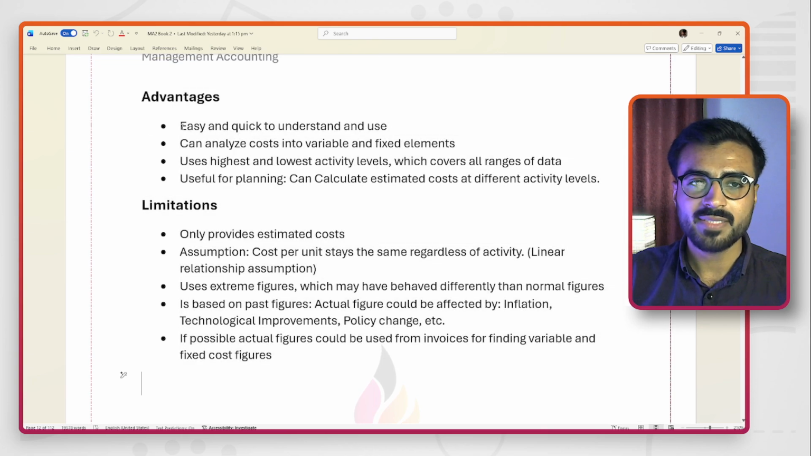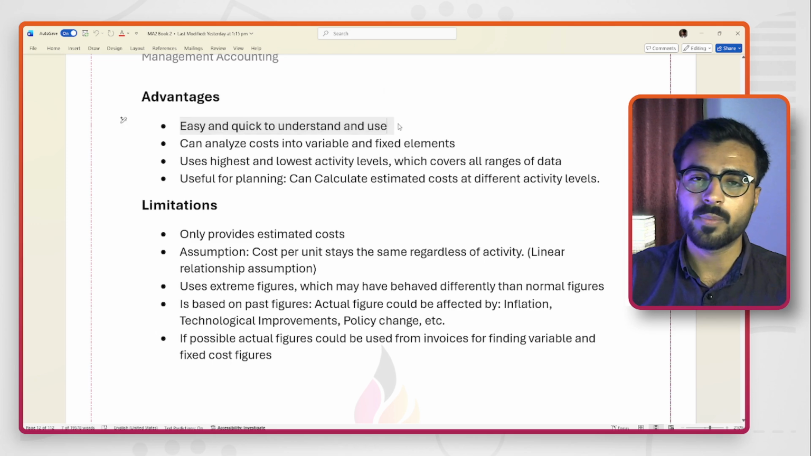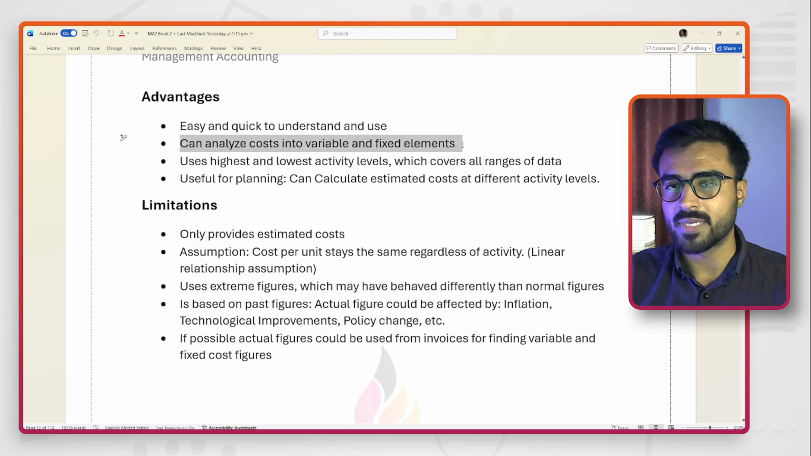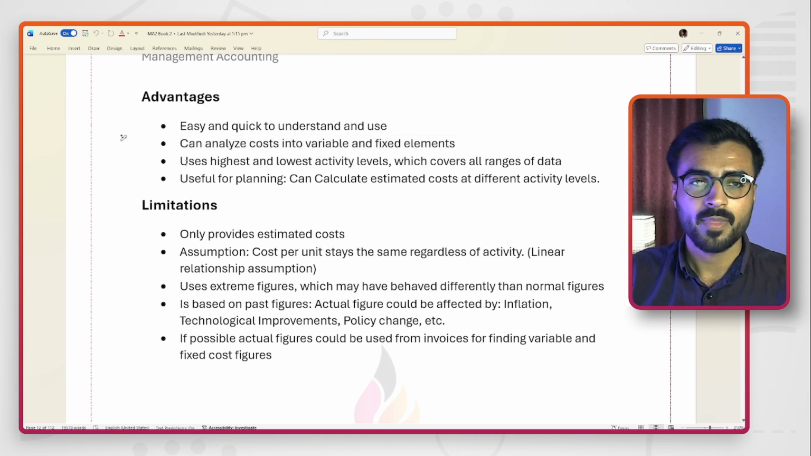So the first one is easy and quick to understand and use. As you saw, this is very easy to understand and quick to use, and you need a very minimal amount of data to apply it. And then the second part is that it can analyze cost into variable and fixed elements. Of course this is very useful for any organization to forecast once the variable and fixed elements are known. So forecasting becomes much easier.